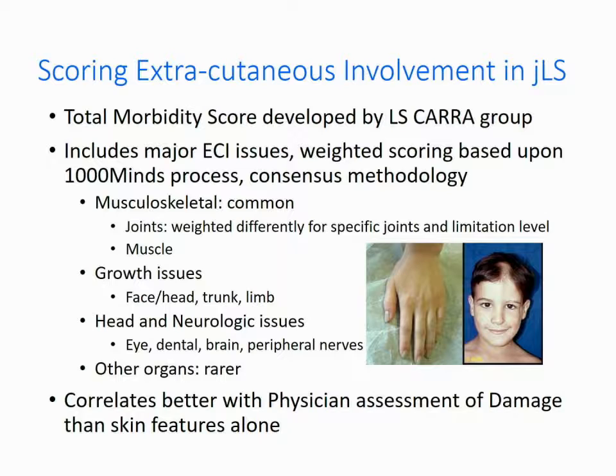We're also scoring muscle. Growth issues are a major concern, so we have ratings for that too, for if it's of the face and head versus trunk or limb. We are scoring head and neurological issues, which is a bit harder for us to know how much to weigh, so that's a work in progress. And then other organs are captured, but that's rarer. We found that this measure is correlating better with physician assessment of damage than just looking at skin damage features.